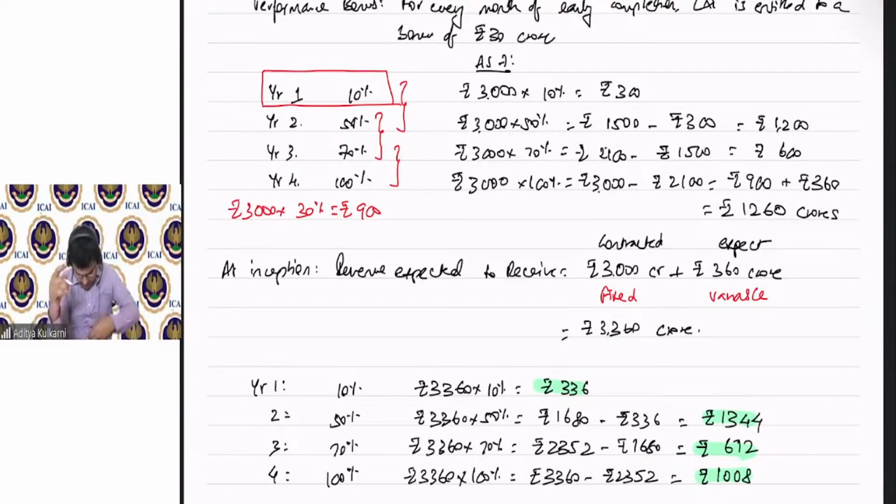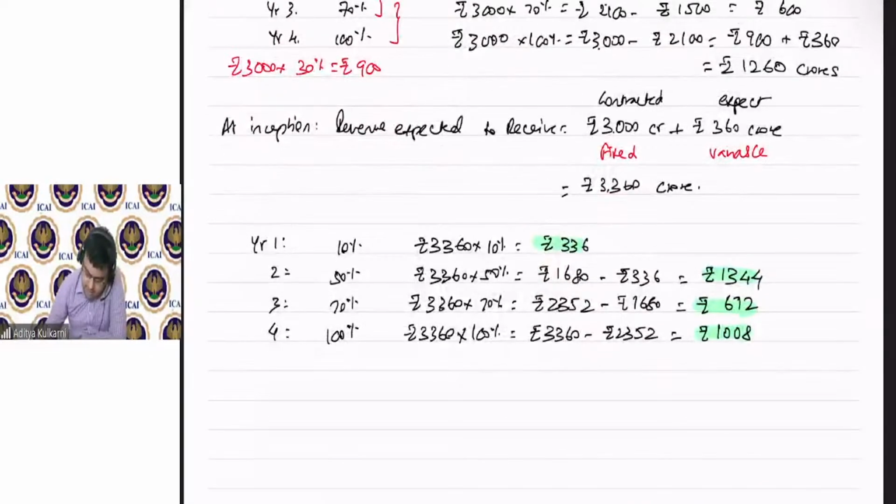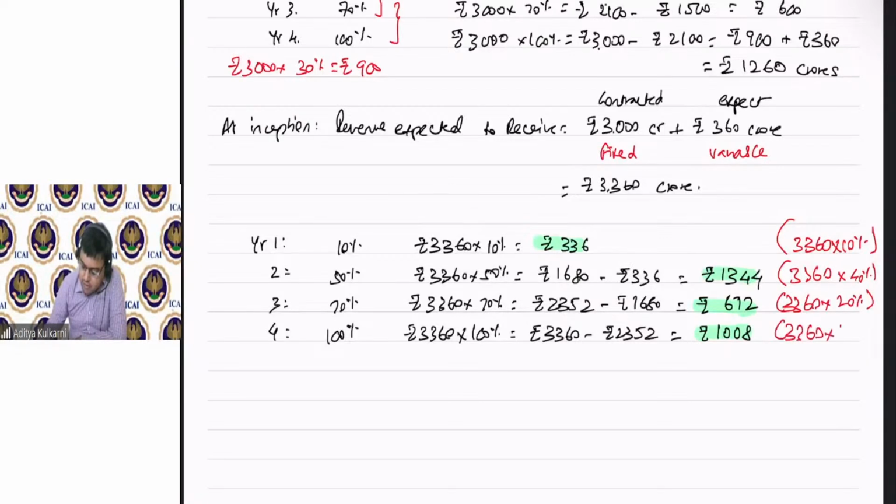Now, my next point that I'm putting before you is, what is 336? Sir, 3,360 into 10%. What is 1344? This is 3,360 into 40%. Please do simultaneously so that you can confirm. Okay, so 3,360 into 30%.